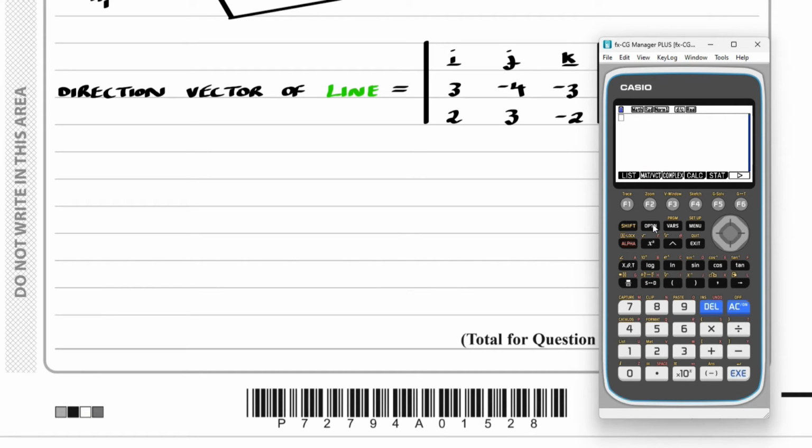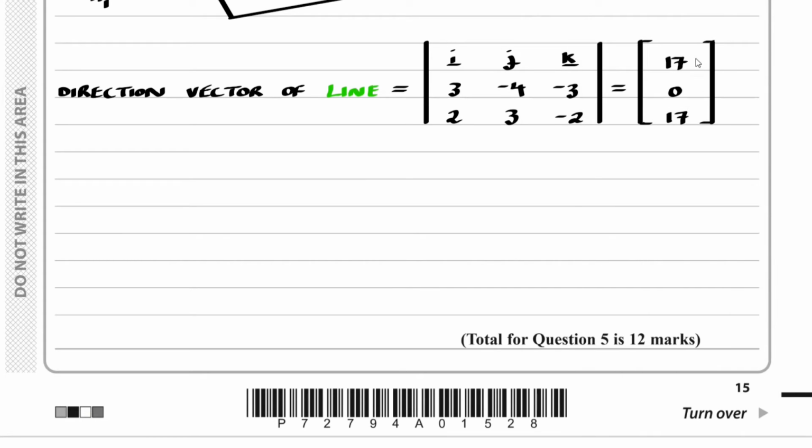And if we go to options and press F2, then F6, then F6 again, we want the cross product between vector C and vector D. I'm working this out. We have 7, 0, 17, as we see here.